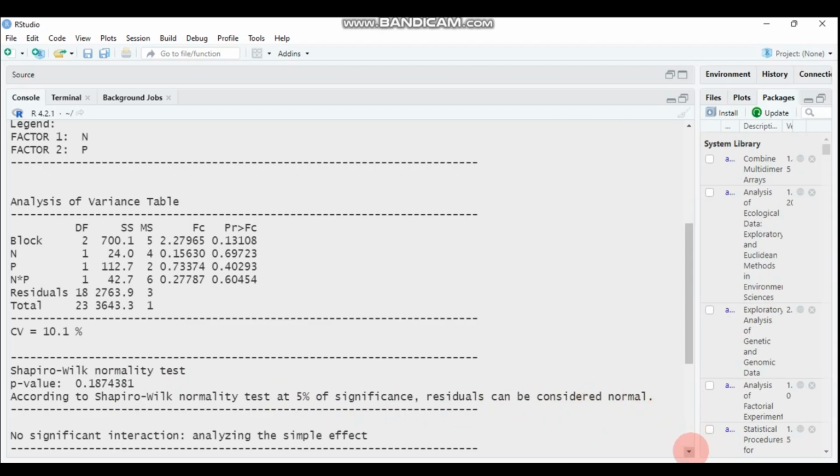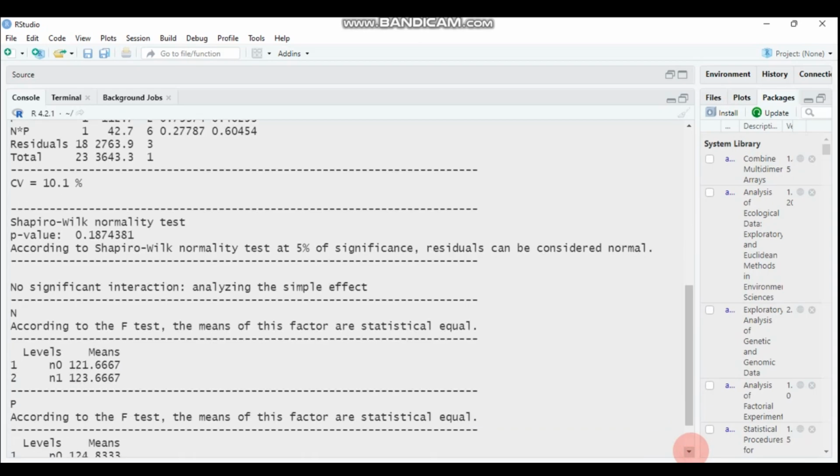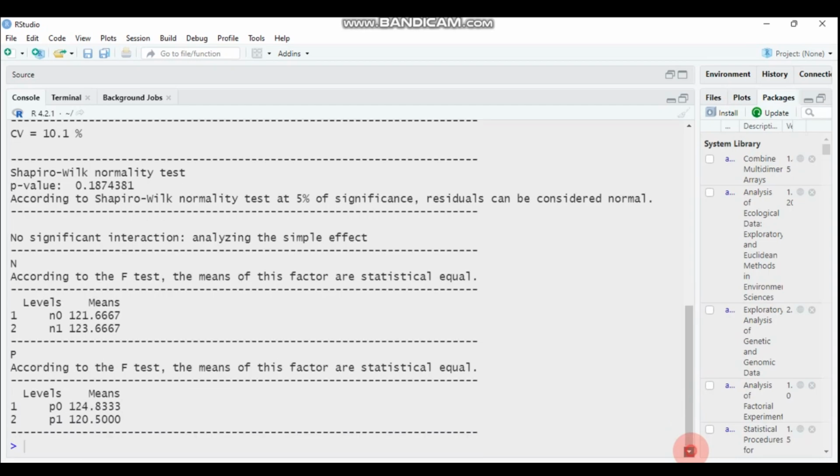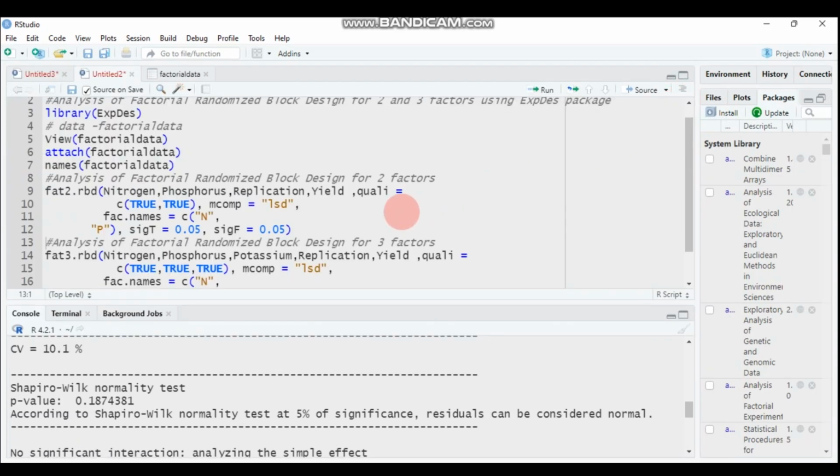So we are not expecting a significant difference, because the ANOVA table depicted that there is no statistically significant difference among the main effects or the interaction effect. By this way, you can compute the factorial experiment for two factors using the experimental design package. So let's skip to the third one.